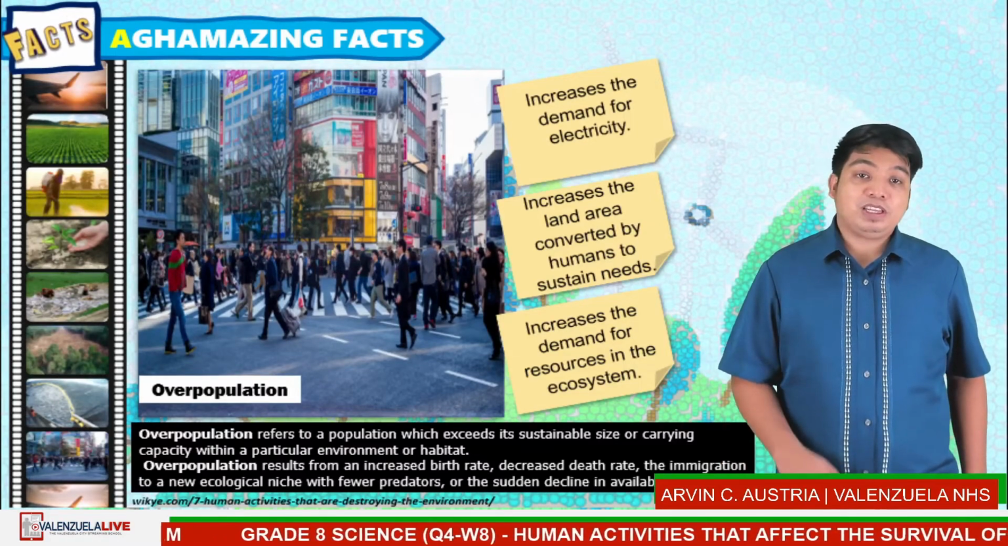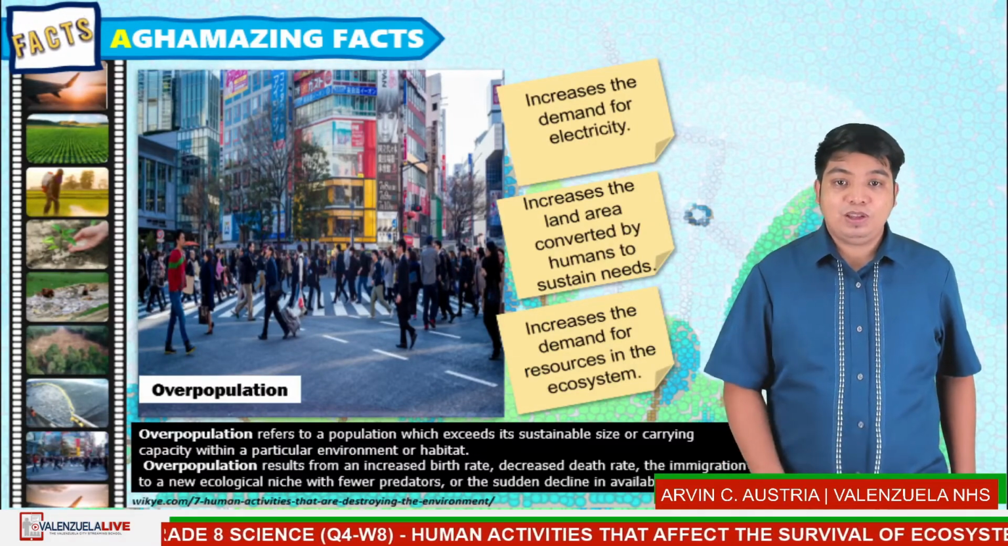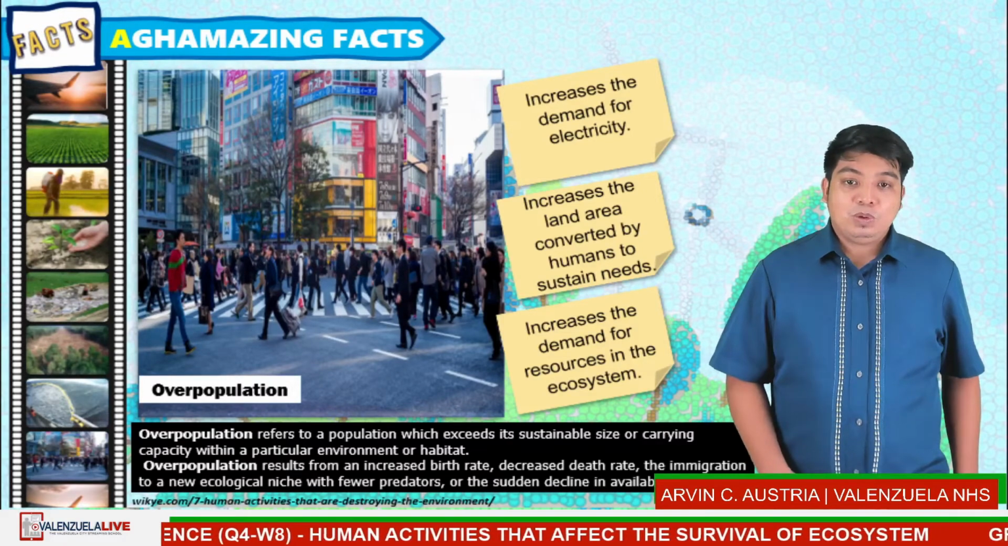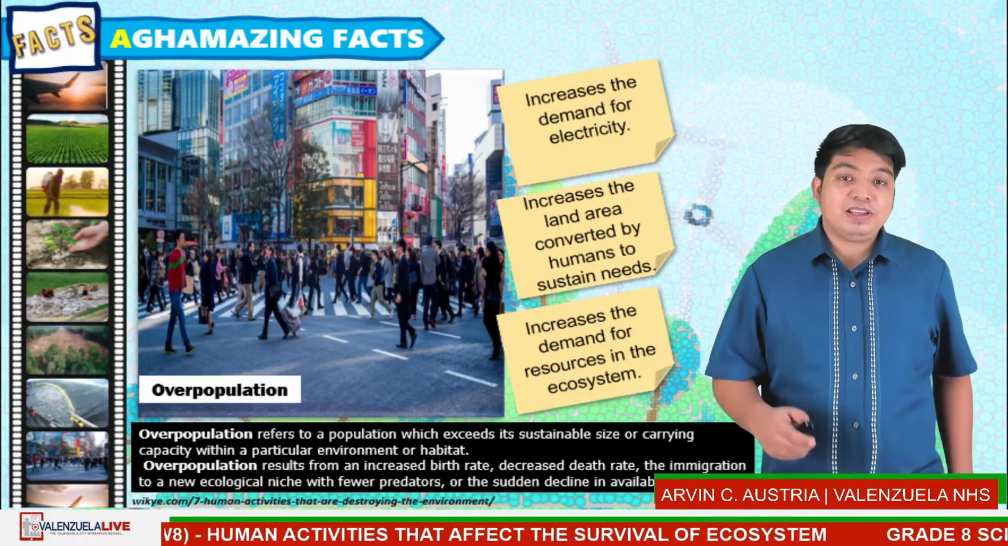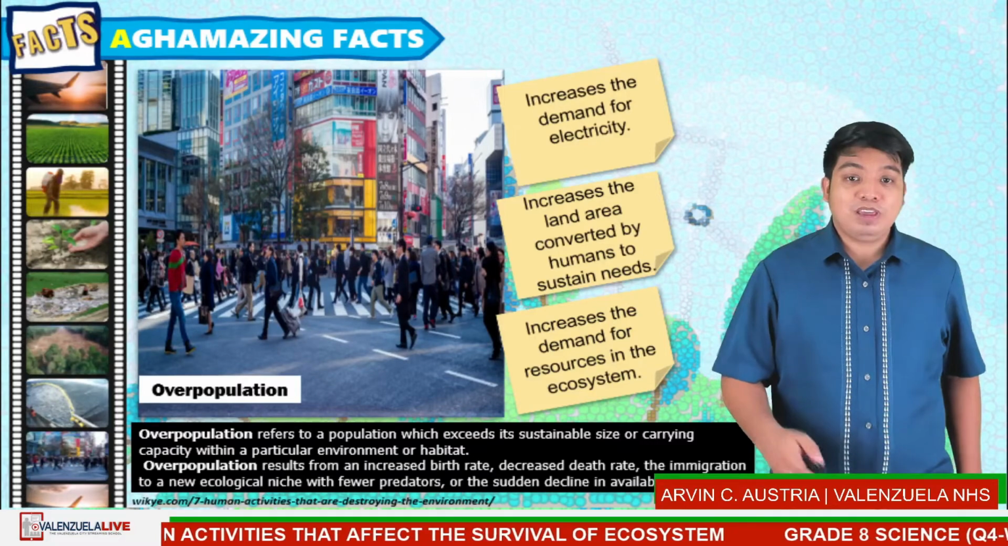There are human activities that affect the survival of the ecosystem. What is more important is identifying the things that we can do to save our ecosystem.